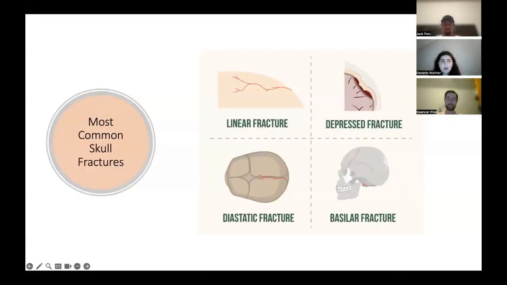Okay, so for the kinds of skull fractures, there are six skull fractures in general, but only four that are the most common and have the most research on them. The two that don't are a growing fracture and a compound fracture. And the four that do have a lot of research and are the most common are a linear fracture, a depressed fracture, a diastatic fracture, and a basilar fracture.